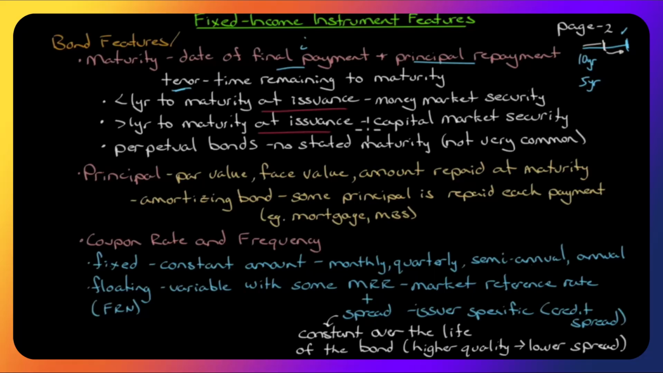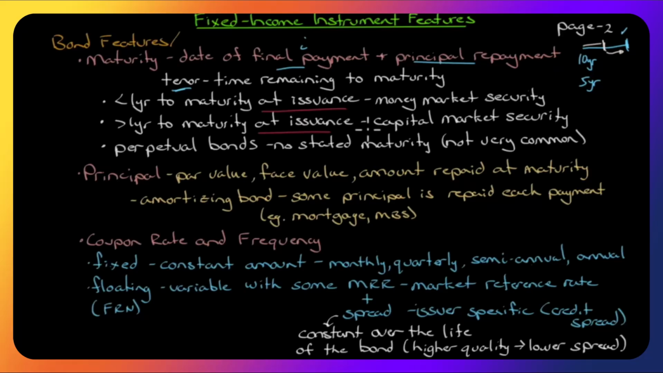So imagine a 2-year bond with 6 months left to maturity. That is not a money market security because it was a 2-year bond at issuance. It's not a matter of what it is today or how much time to maturity it is today. It's what was it originally issued at? So if it is more than a year when it was originally issued, it is always a capital market security, even though it may only have 3 months to maturity, and it may feel like a money market security because it matures in 3 months. It's still a capital market security.